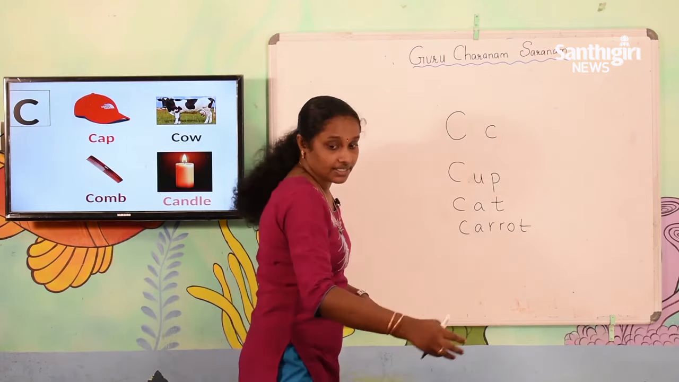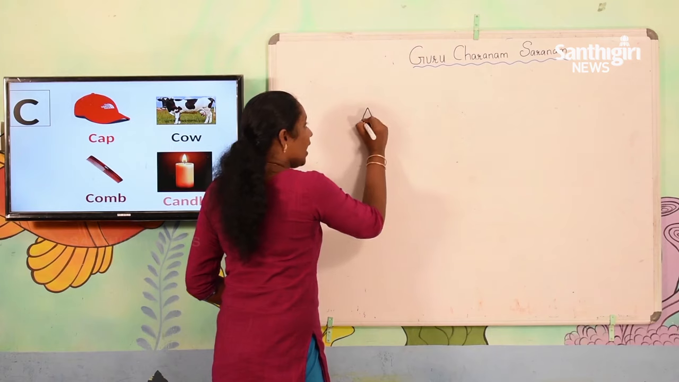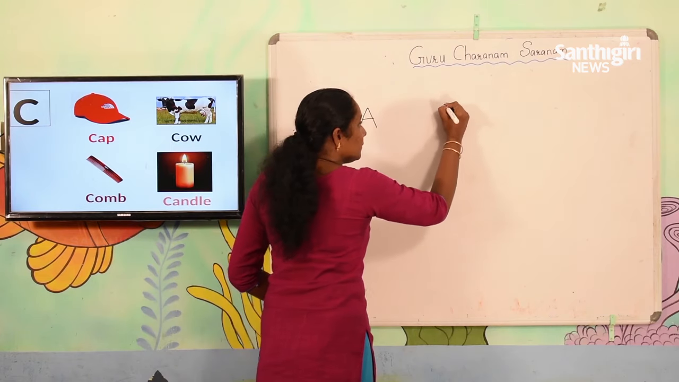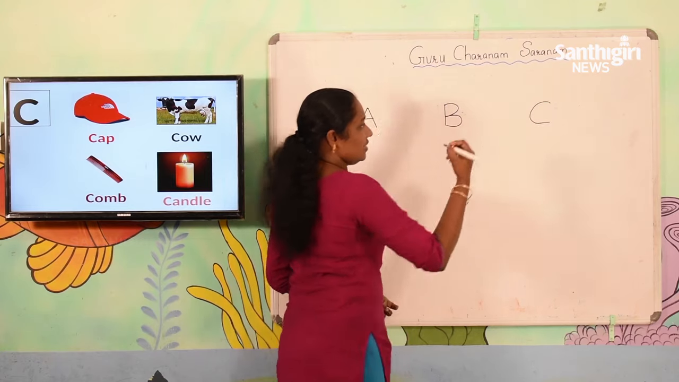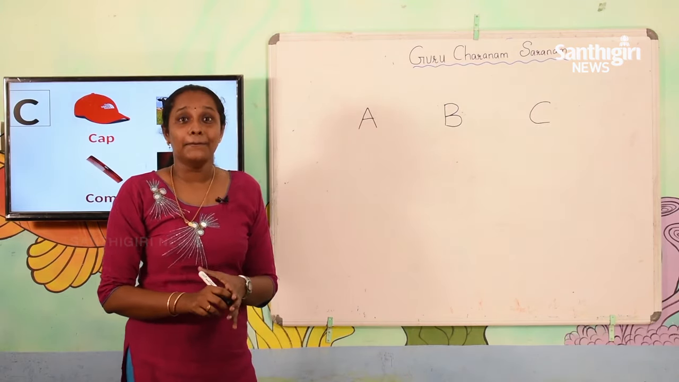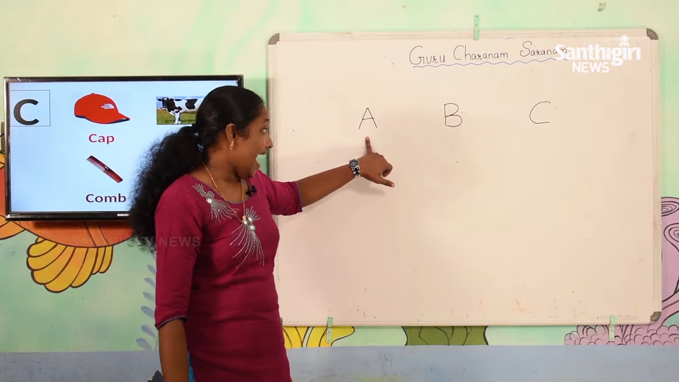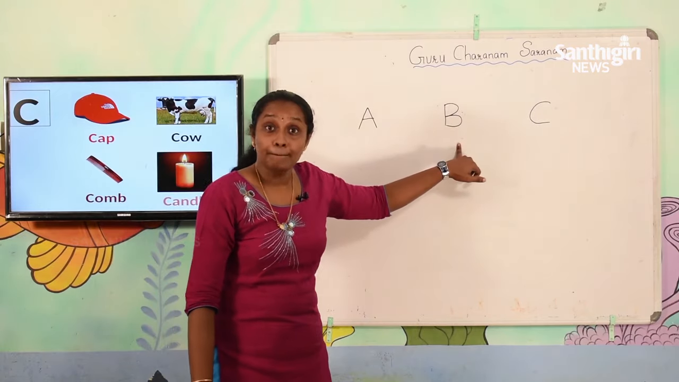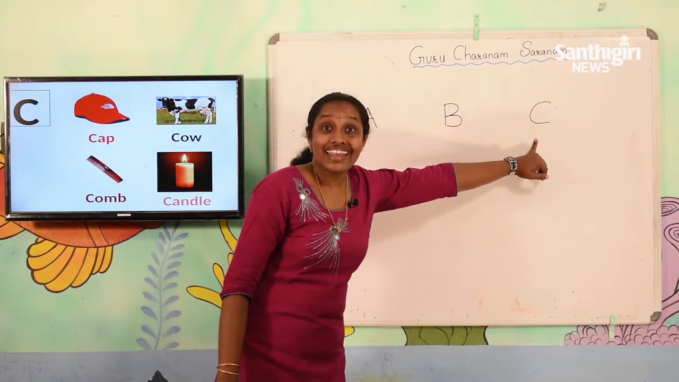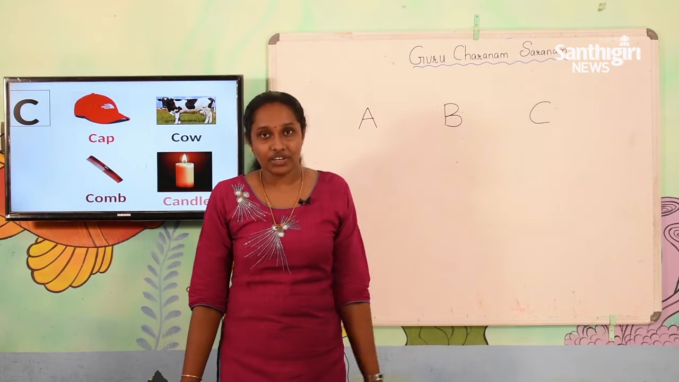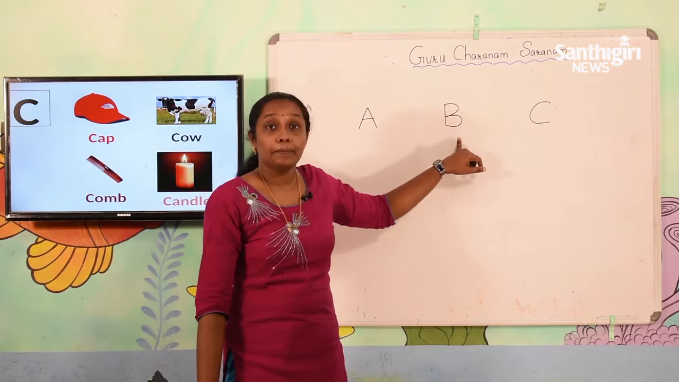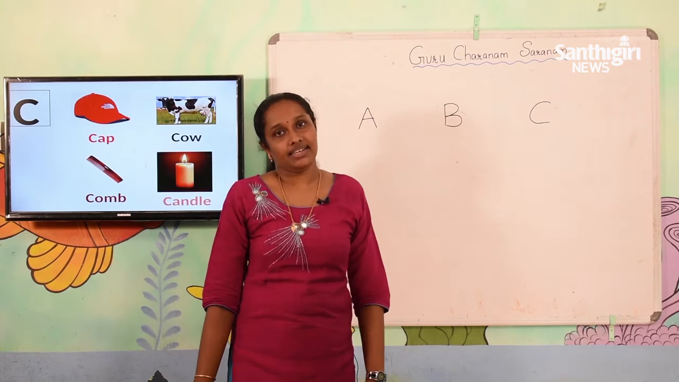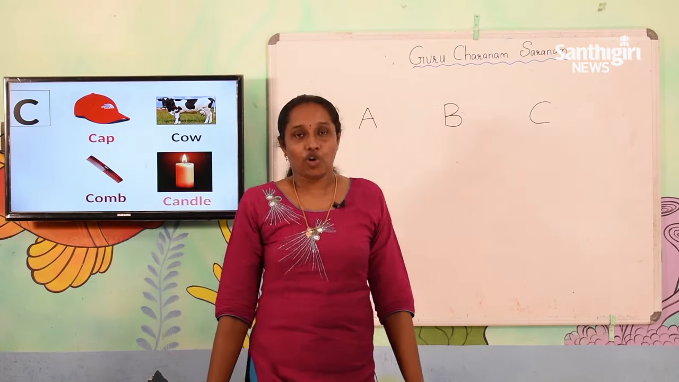First we hear the sound A, B, K. A, B, K. And ball, cat. Got it? The sound of A is A, B is B, C is K. I think you all got it.